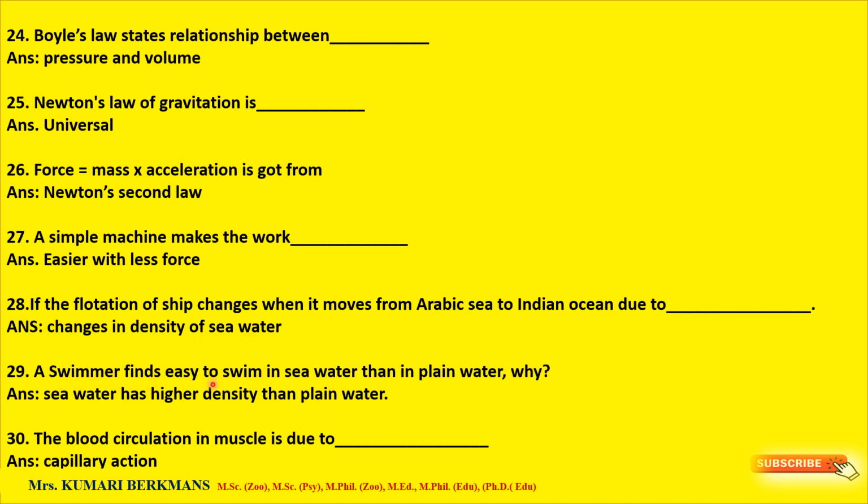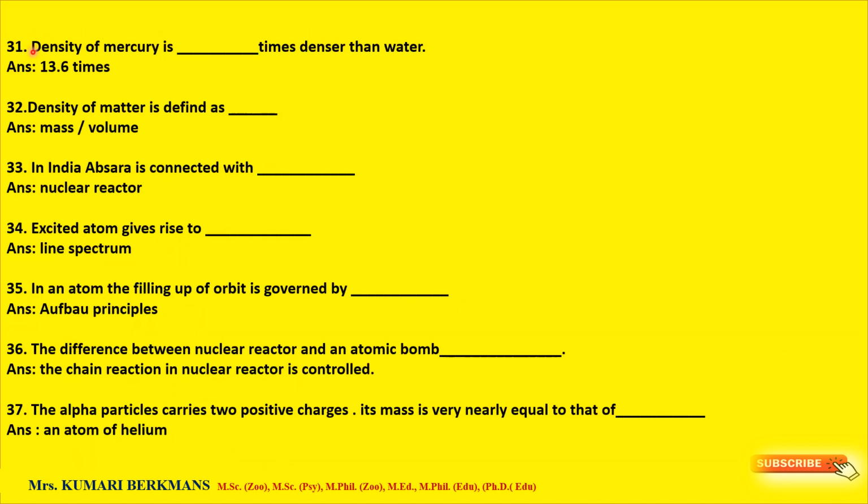A swimmer finds it easy to swim in sea water than in plain water. Why? Seawater has higher density than plain water. The blood circulation in muscle is due to capillary action. The density of mercury is dash times denser than water. It is 13.6 times denser than water.